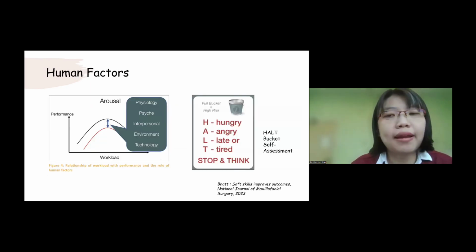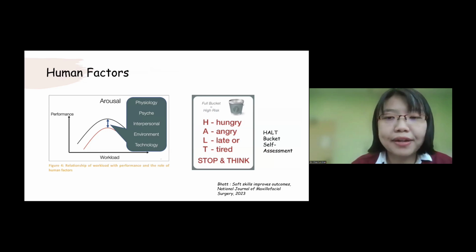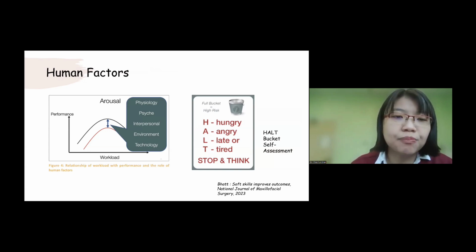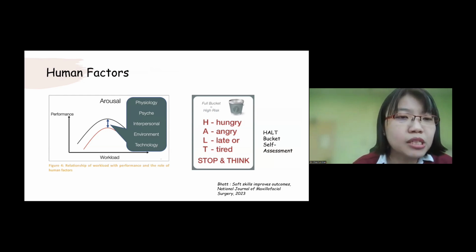Another thing that I would like to highlight in my presentation today is human factors. The optimal performance of a team will be influenced by human factors affecting every member of the team, and that includes the physiology and how well they are, the psychology, the interpersonal relationships, the environment and surroundings, and of course, proper functioning of equipment and technology. And you see from this figure, if there is any presence of all these human factors, the performance of an individual can be affected even though the workload is the same.